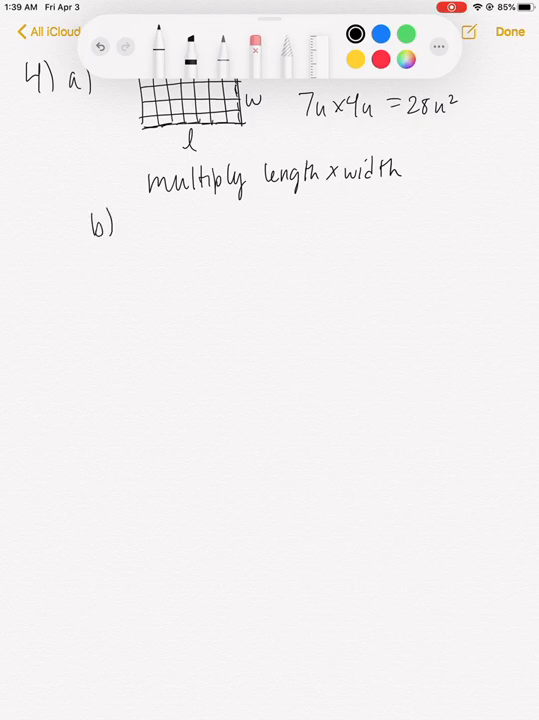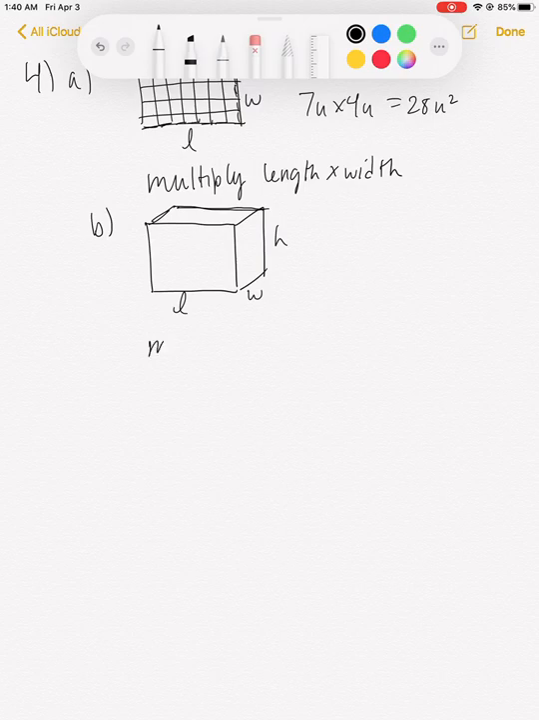Part B is, how do you find the volume of a rectangular solid or box? So we have a generic box that we're going to draw. In this generic box, we have a length and a width and a height. Those are the dimensions there. We want to multiply them together to find the volume.